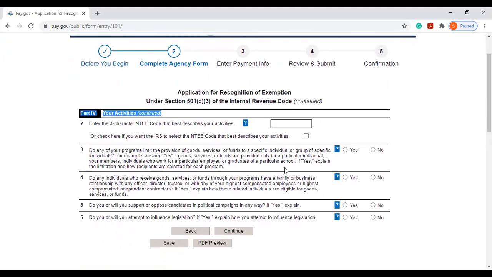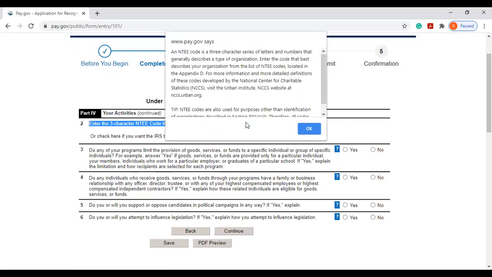So now it's asking you, enter the 3-character NTEE code that best describes your activities. This was not a requirement in the old, paper-based version. We didn't have to do this. So when I first completed an application using this new platform, I was like, what in the world is this? Well, another thing that I like about it is you just click on a question mark and you get an answer to your question.